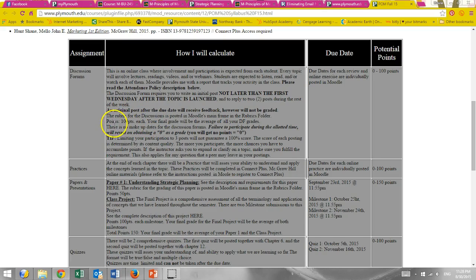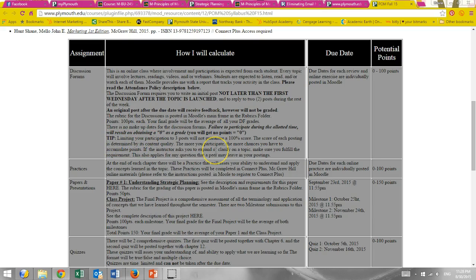All the points that you can accumulate through the discussion forums are going to be 100 points at the end of the semester. Your final grade for discussion forums is going to be the average of all your grades. As you can see, I require 3 posts, 1 original and 2 replies. But take a look here at the tip.